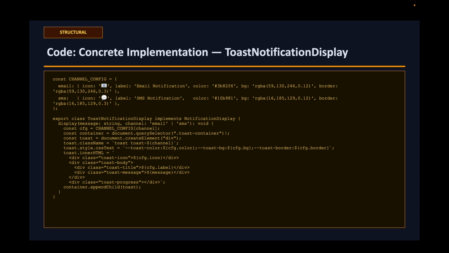Here we have the concrete implementation of the toast notification display. The channel config that we have is actually the channel awareness in action. The email gets a blue accent. The text message gets a green accent, entirely driven by that channel parameter it received. After this, the real class runs the toast through a request animation frame and a couple of set timeouts: slide in, hold for 3 seconds, slide out, remove itself. That's the polish you'll see live in the demo in just a minute.